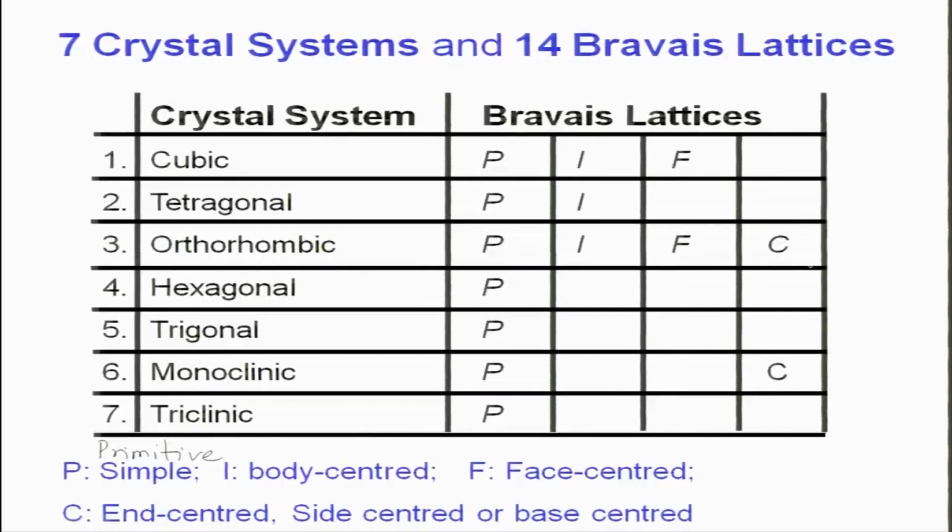You can see cubic has P, I, F options, but there is no C option. Tetragonal has P option and I option, but there is no F option and C option. Orthorhombic is the most versatile. It allows you to have primitive lattice, body centered lattice, face centered lattice, and C centered lattice. Again, hexagonal is only primitive, trigonal is only primitive, monoclinic is primitive and C centered, triclinic is only primitive. So, now the question that arises is, why don't you have this?